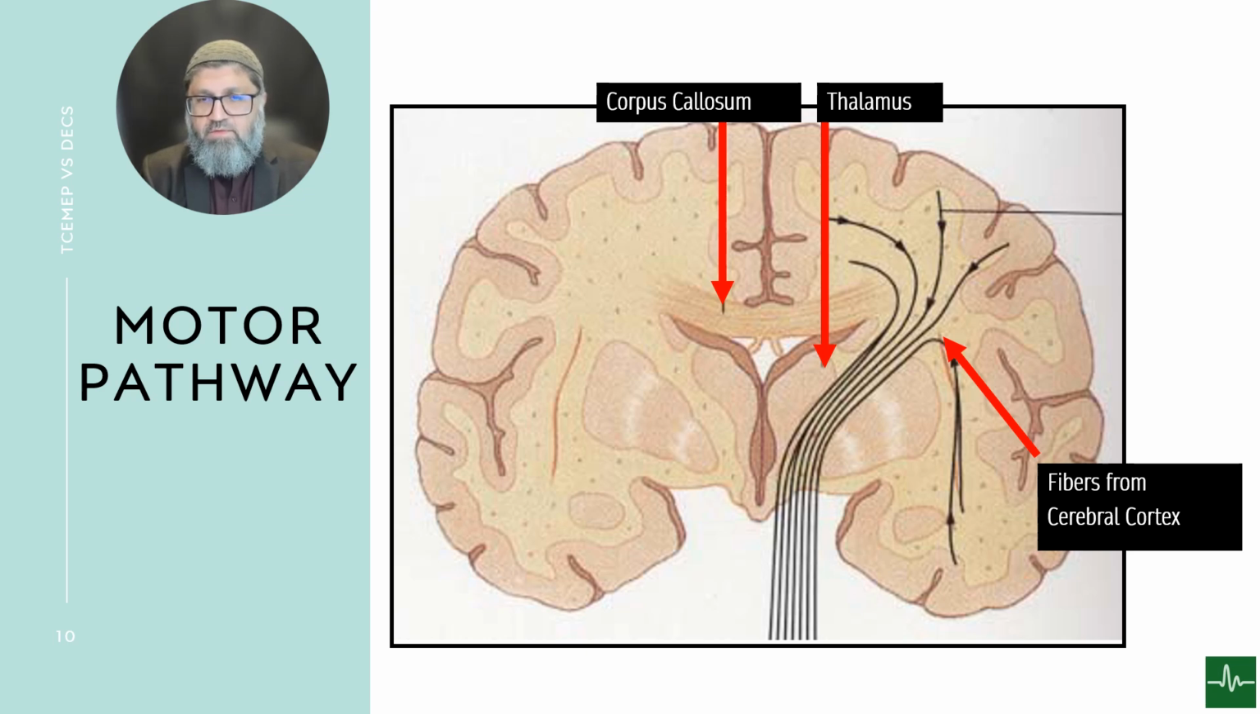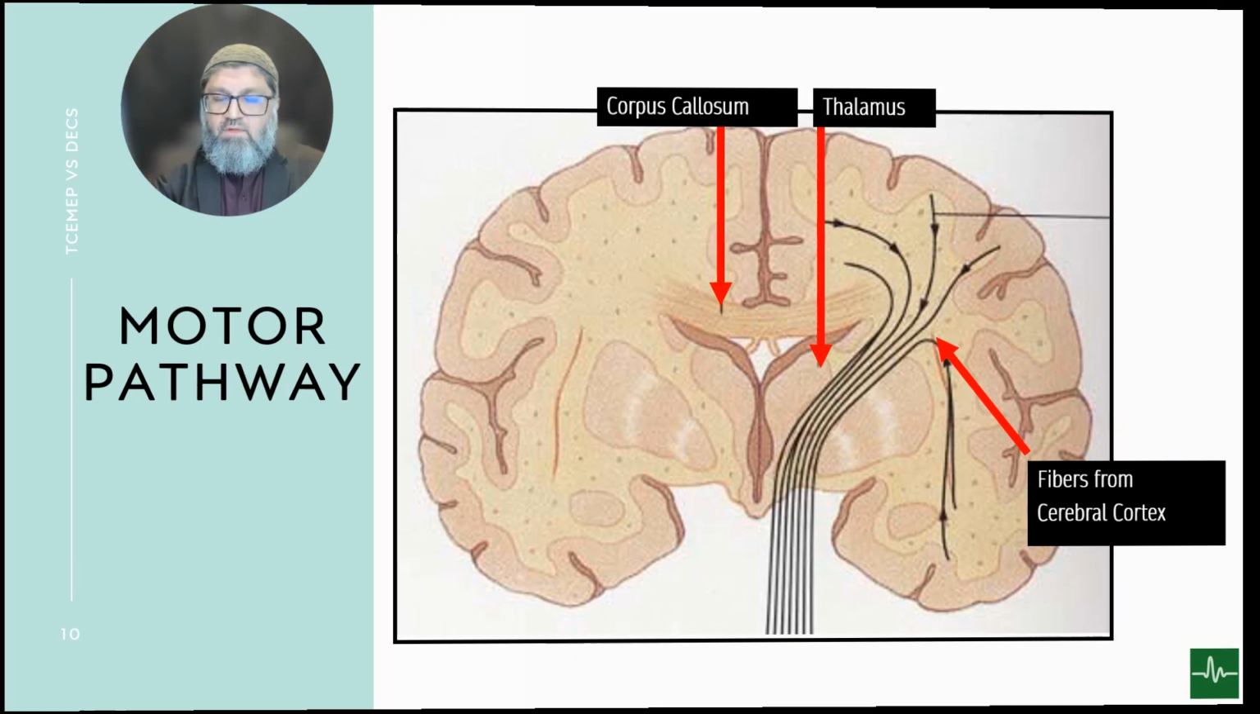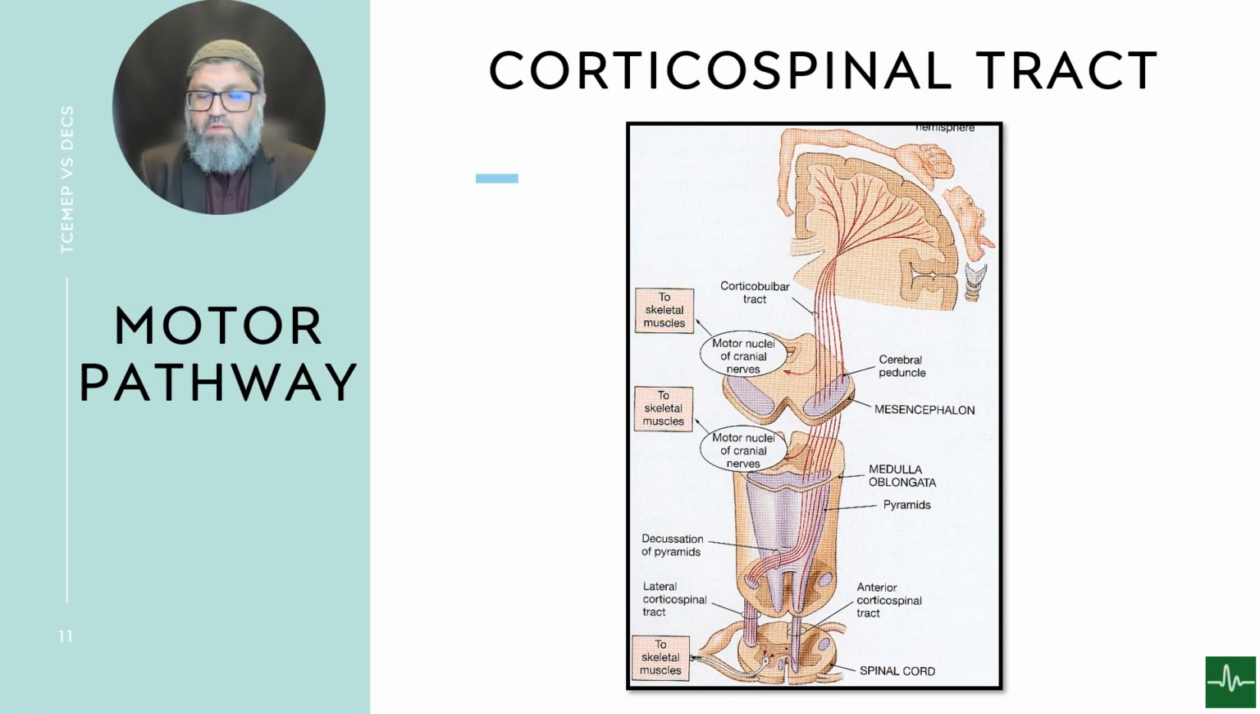Now, in sensory, there are three fibers from stimulation to the brain. In the motor tract, there are two fibers from the brain to the muscle. The one which starts from the cortex, from Brodmann area 4, layer 5, pyramidal cells, is known as the upper motor neuron. The upper motor neurons start from the cerebral cortex and make a synapse with the lower motor neuron in the anterior horn cells.